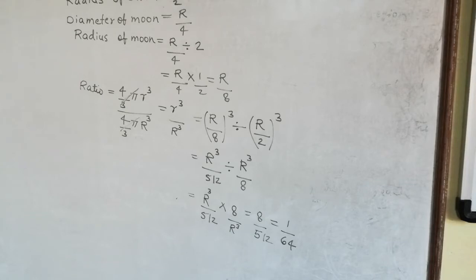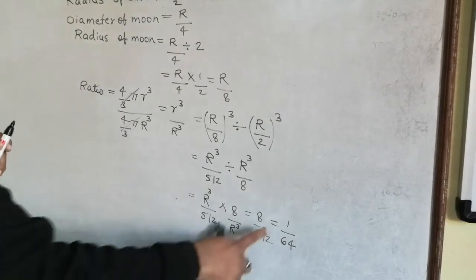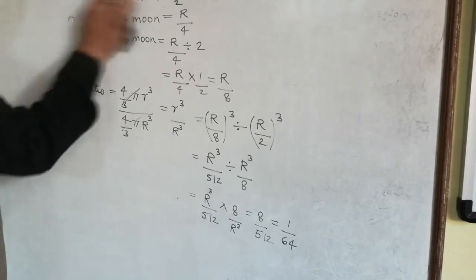Now I hope you understood. First we were given the diameter, so with the help of the diameter we found the radius. Then after finding the radius, we put it in the formula for the volume of the sphere. After getting the volume of the sphere, we cancelled the numbers, so we got this answer. So this completes the solution. This 1 upon 64 is the answer. Now this is complete question number 4.